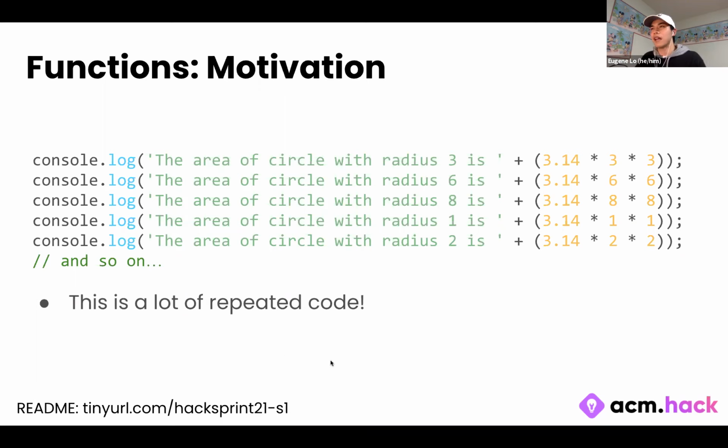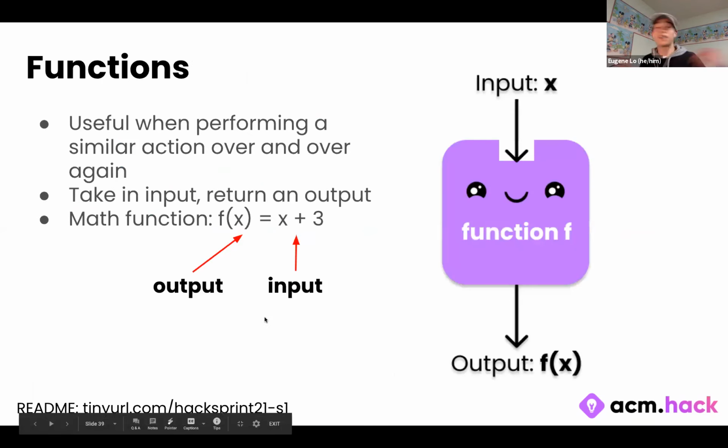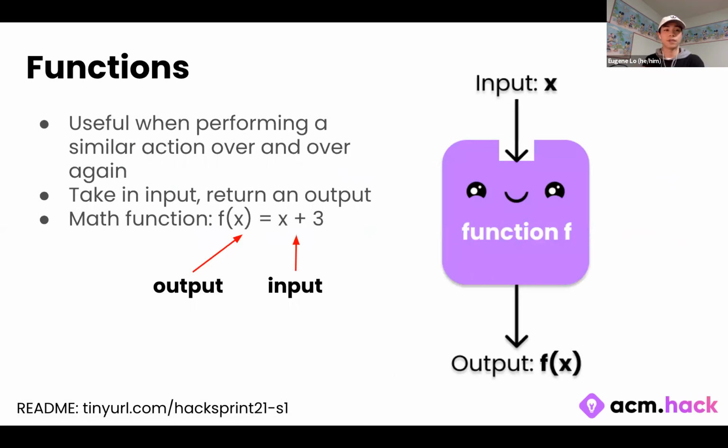So is there a way that we can avoid manually changing all this information over and over again and just have one piece of code that we reuse? This, in fact, is where functions come in. Functions are useful in JavaScript when you want to perform a similar action over and over again. What functions do is they take an input, they perform some computation on that input, and then they return an output value.